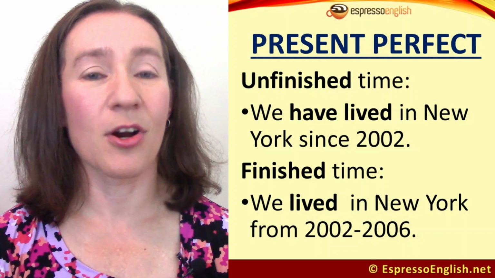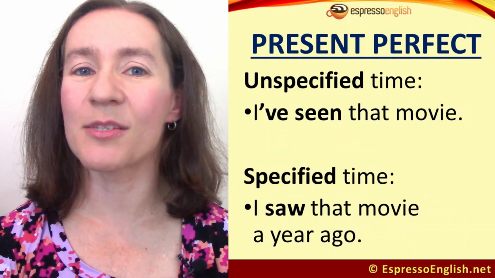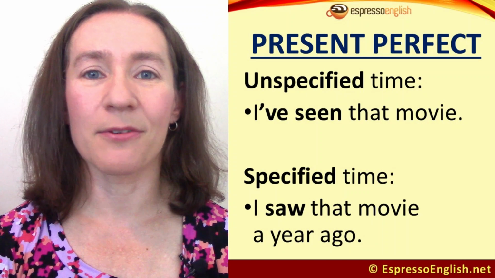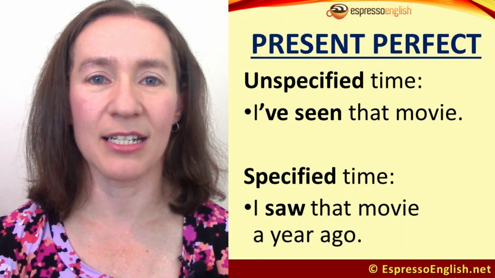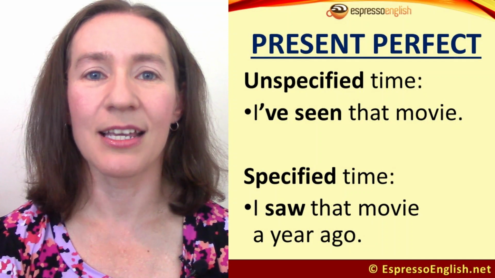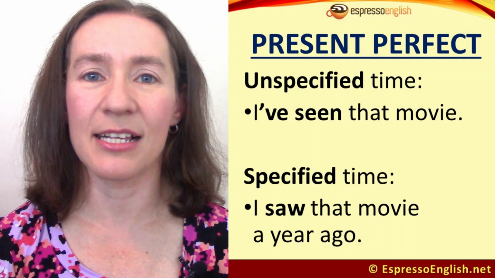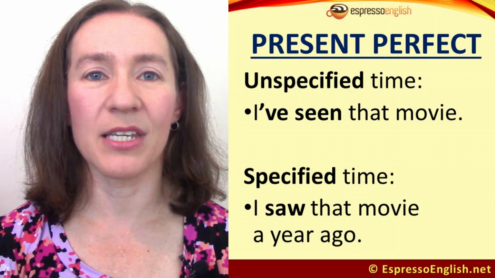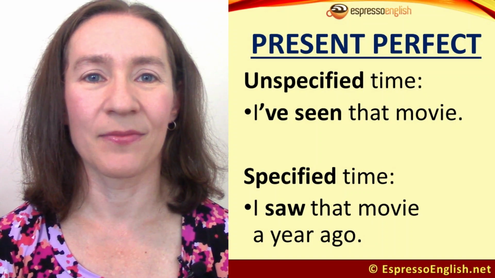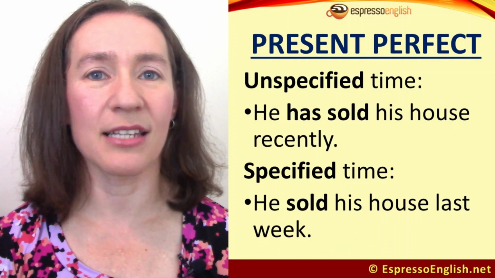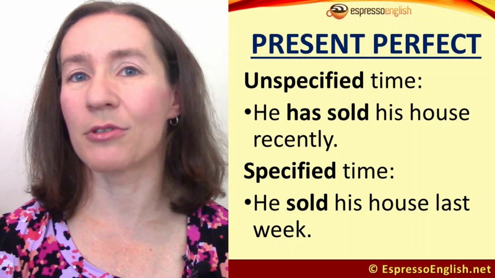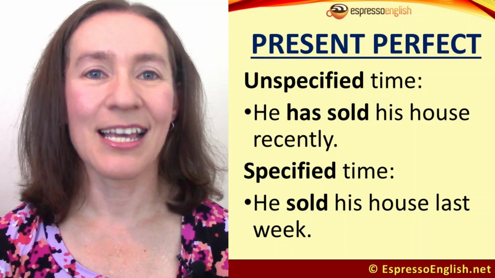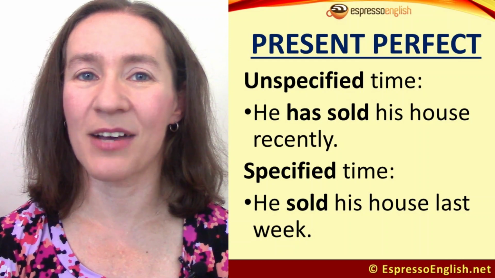So the present perfect is used for unfinished time and also unspecified time, when we don't know or don't say exactly when. That's different from the simple past tense, which describes specific time. So contrast, present perfect: I've seen that movie. I don't say exactly when. I've seen it sometime in my life. Simple past: I saw that movie a year ago. Now I say specifically. Present perfect: He has sold his house recently. So it happened recently, but I don't know exactly when. Simple past: He sold his house last week. See the contrast between specified and unspecified time?